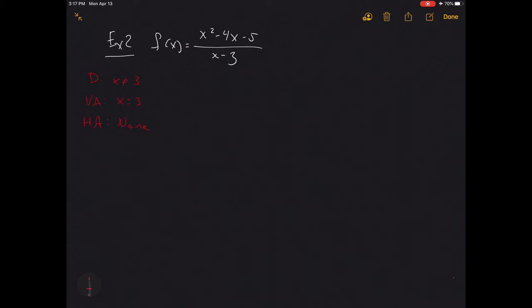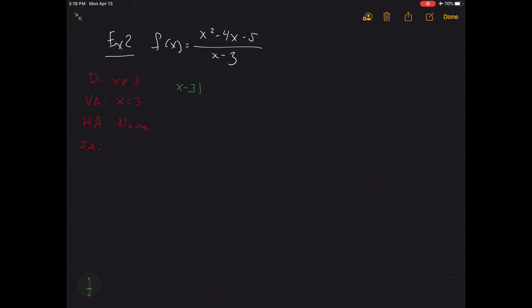Now we have to ask ourselves, do we have a slant asymptote? And remember, the criteria was that the degree of the numerator had to be exactly 1 higher. Well, in this case, it is. So we are going to have a slant asymptote. So we're actually going to have to do a little bit of math here. We're either going to do long division or synthetic division. I'm going to go ahead and do the long division on this one. Feel free to do synthetic if that's the way you prefer to do it.